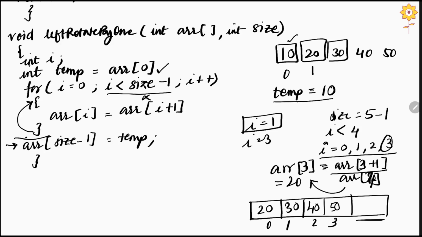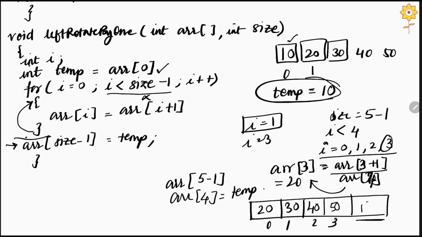So what is this line? We are saying array size, which is what? 5 minus 1. That is, fourth position in the array, what is it assigned? It is assigned the temp value. What is the temp value? It is 10, correct? So left rotation is happening here, yes or no? Now what we wanted has happened. Left rotation has taken place. The elements have been shifted to the left 20, 30, 40, 50 and this element is coming here.